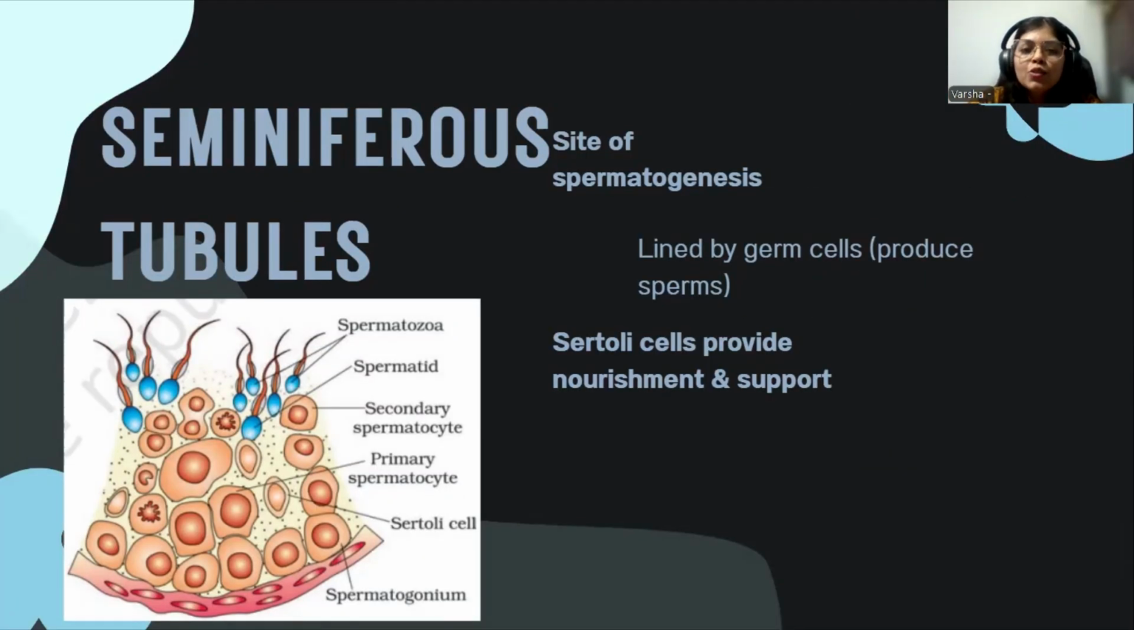This is where the actual action happens. Seminiferous tubules are the site of spermatogenesis. They contain germ cells, which form sperms. Sertoli cells are also present there, which provide nourishment. Now, here is a very favorite NEET question. They often ask for another name for Sertoli cell, which is nurse cell.